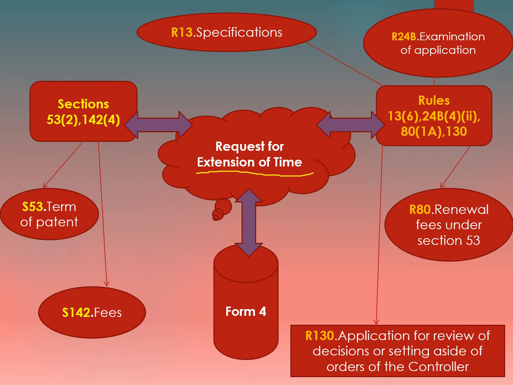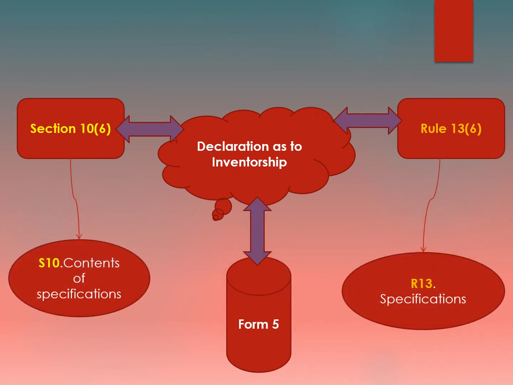So for all these things, when someone needs some more time apart from the prescribed time, for some reasons or some situation, some extension of time, we can use form 4. Just remember that form 4 is related to section 142 and section 53, and the rules related are 13, 24b, 80 and 130. Let us proceed with form number 5.